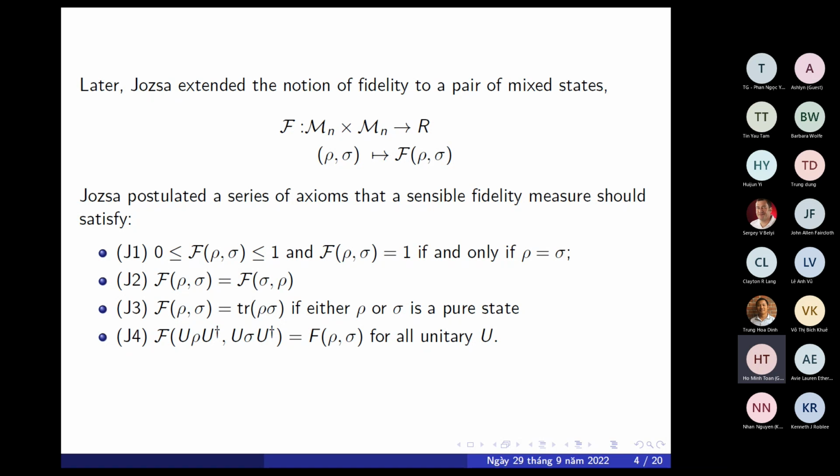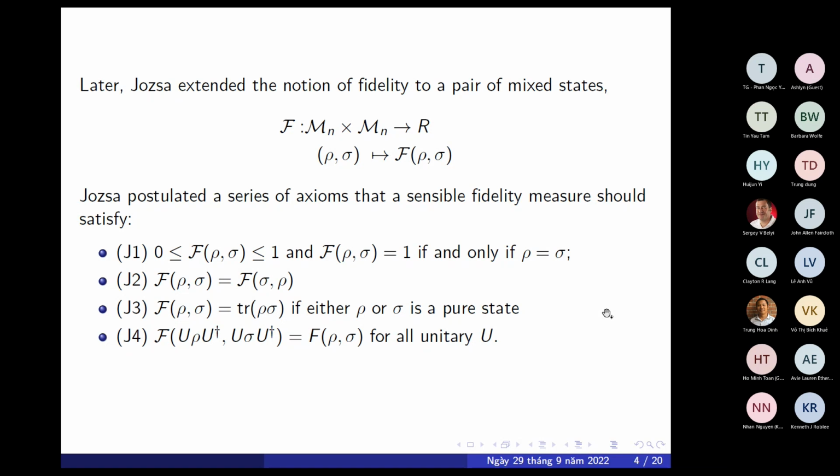And the second axiom here, which I denote by J2, is the symmetry property: the value of the fidelity of the pair of quantum states does not depend on order. And the third axiom here is denoted by J3.